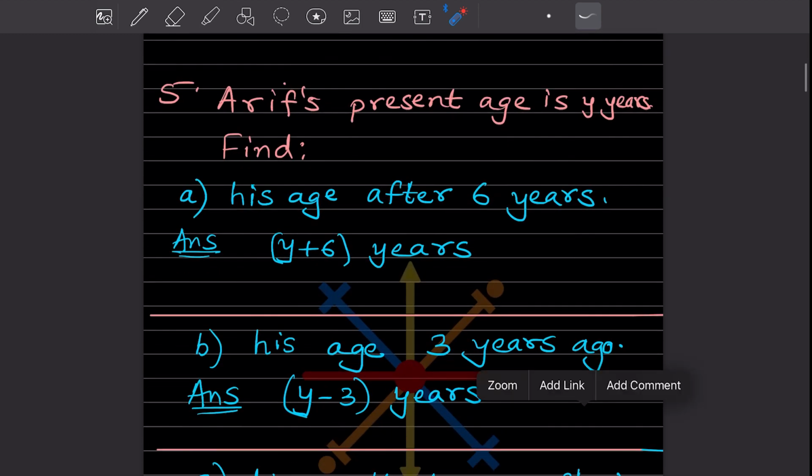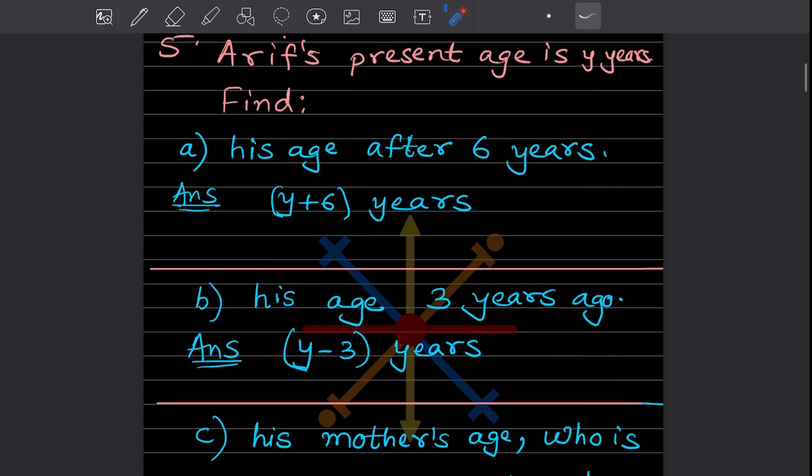Now the next question says that Arif's present age is y years and find his age after 5 years. So after 5 years means now we are going to add. So present age is y. So after 5 years means you are going to add, y plus 5. Okay. Now his age 3 years ago, means before 3 years. The present age is y. Before 3 years means it is going to be y minus 3.